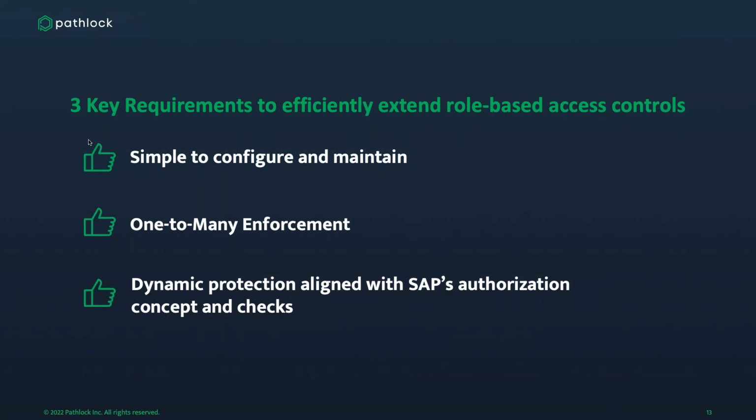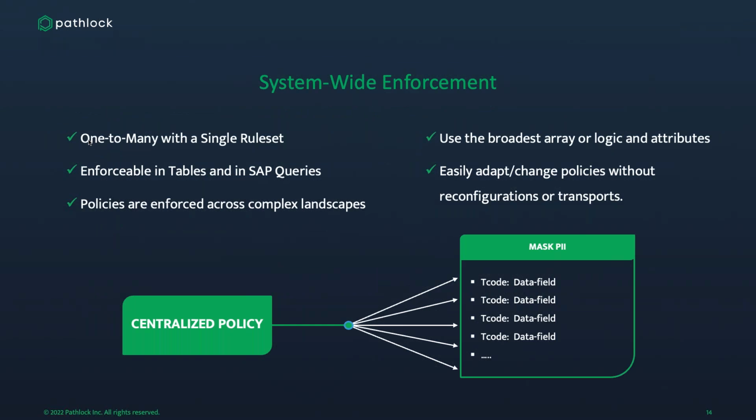Three key requirements to efficiently extend role-based access controls. It's got to be simple to configure and maintain. This can't be something that's going to extend the overhead and make it very difficult. Also, one-to-many enforcement, because if you think about the way the system's generated and how it's utilized, the data is accessible all over through multiple different transactions. So how do I know that the data is going to be protected in all of these target transactions? I need to have really one policy that can affect that. And then the dynamic protection aligned with SAP's authorization. That dynamic layer brings in the ability to protect in a way that's very, very important. I'll go into a little bit more detail on that in just a minute.